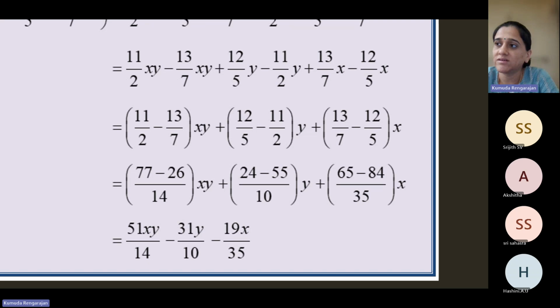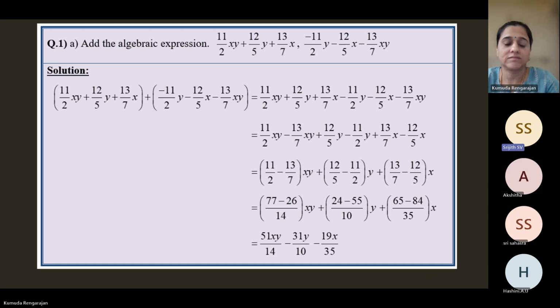You got it right? All of you check your answer. Am I right? Ma'am, I did right, ma'am. Very good, Srijit. Hasini? Yes, ma'am, it's right. Sahasra? It's right, ma'am. Akshita? Ma'am, it's right, ma'am. Very good.